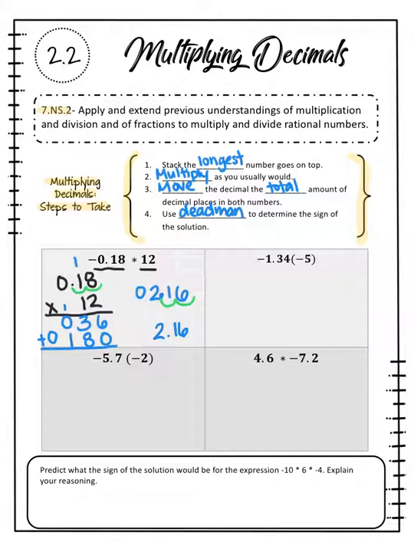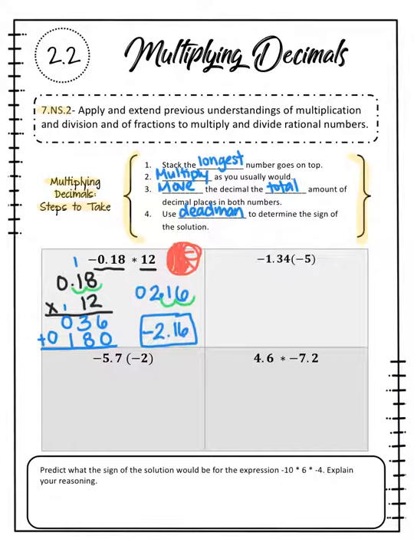So I'm going to go ahead and draw our dead man. There he is. What's up, dead man? Cross out a negative because of the negative 0.18 and a positive because of the positive 12. So I know that my solution is going to be a negative 2.16, and we are done. Just one last example for us to go over, because again, easiest way to learn math is by doing math.